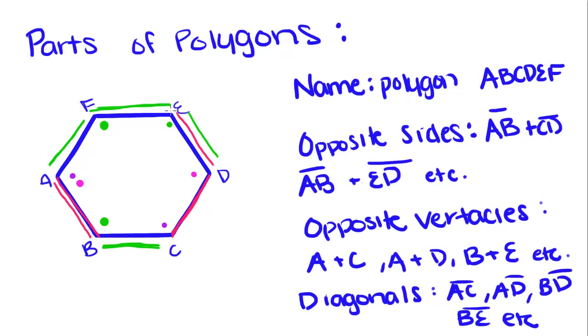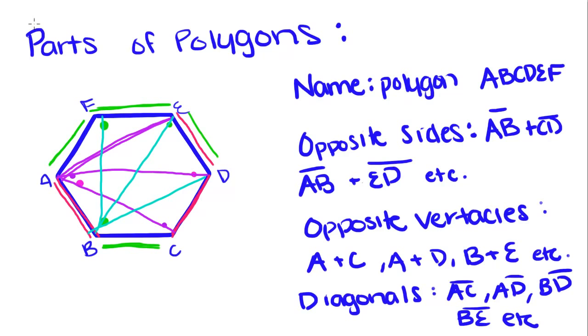So our first diagonal goes from A to C, connecting those vertices. Our second one goes across the polygon to D and up to E. B and D, B and E, B and F, C and F, C and E. Those are all diagonals of the polygon, which are formed by connecting opposite vertices.